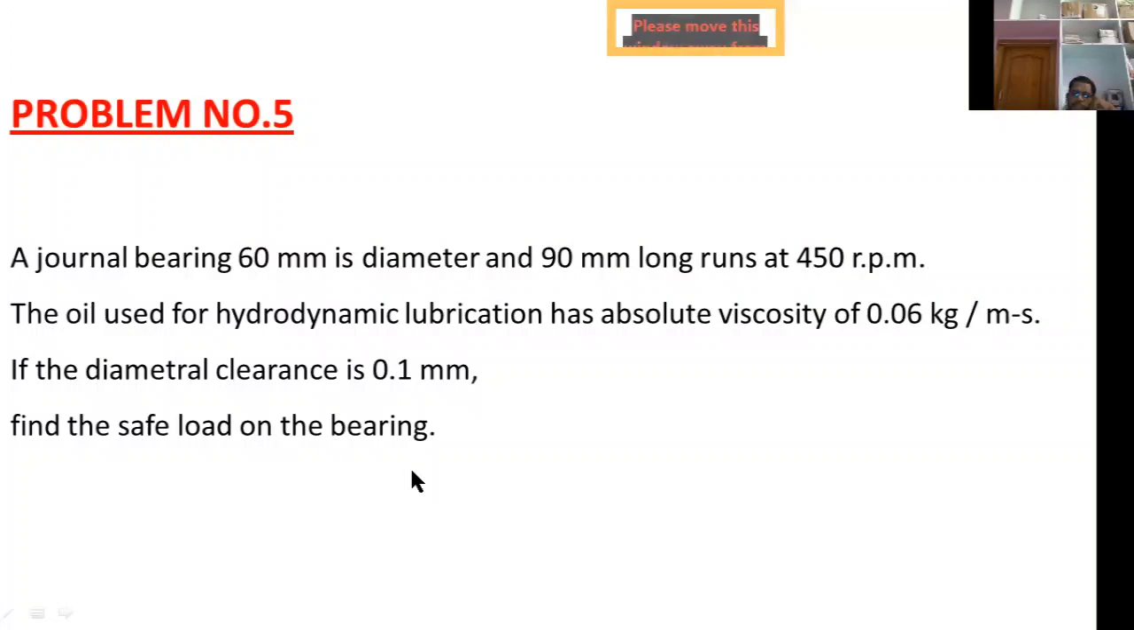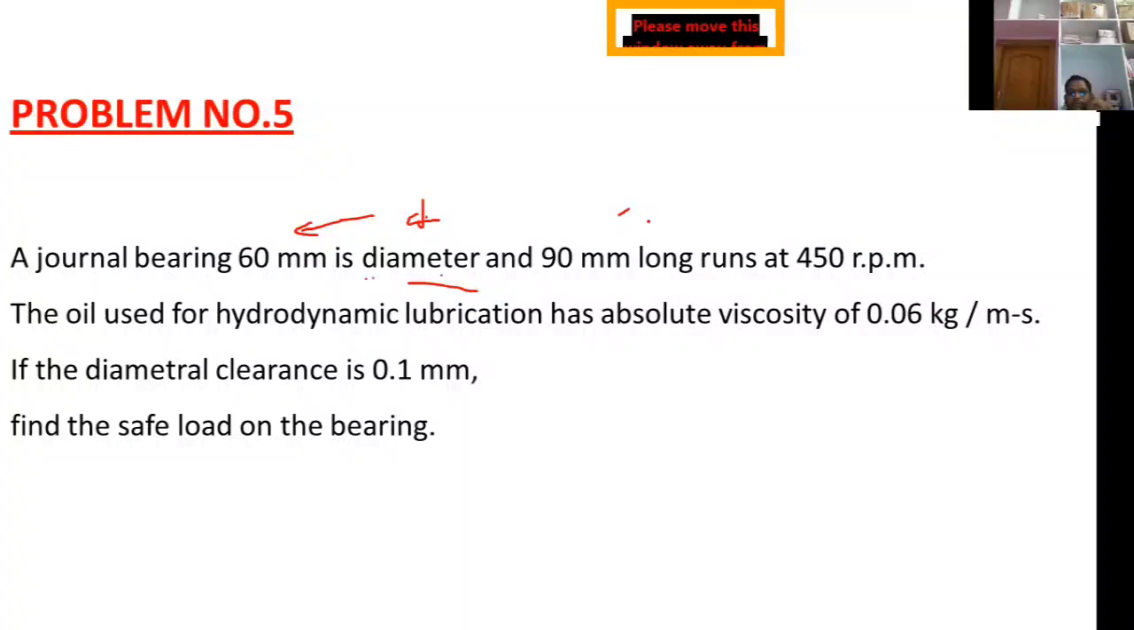This problem is very different from the previous problems. For finding out the safe load, we have to use the formula for the Sommerfeld number. Now I am going to explain this problem. Here also we have to design a journal bearing. The diameter of the journal bearing, small d, is given: small d equal to 60 mm, and it is 90 mm long.